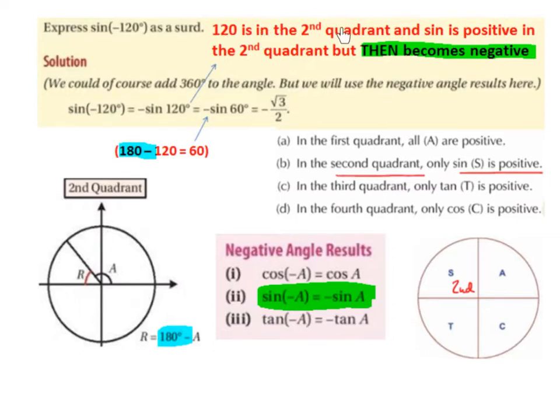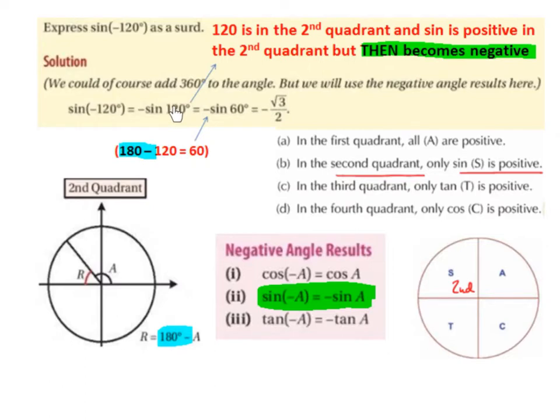120 degrees is in the second quadrant, sine is positive in the second quadrant, but then it becomes negative because we're following our negative angle results, which tells us that sine of minus A is equal to minus sine of A. So sine is positive in the second quadrant, but because we have a minus, we have to then apply the minus, but it's only one minus. So for example, if it had been negative, we would be applying two minuses, and that would have become a positive, but in this case it just has the one minus.